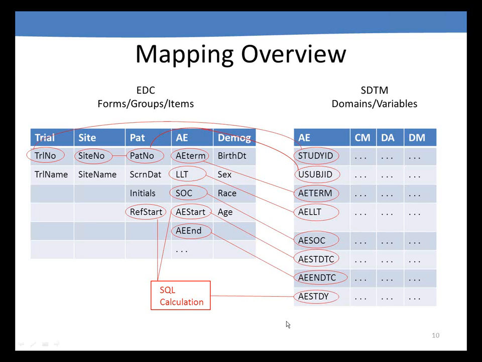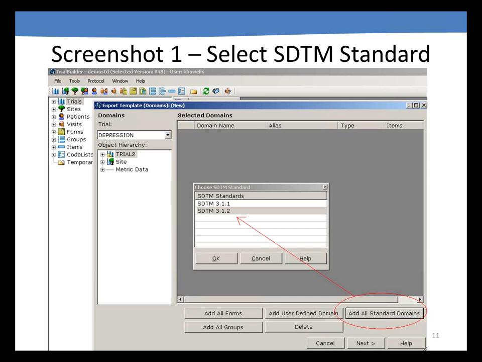And then we've got this one at the bottom, this AE study day, which is going to be a calculation between the reference start date and the AE start date. And so, again, you're going to be doing little fragments of programming, but it's just a SQL expression here that's just going to be a date difference calculation between those two dates.